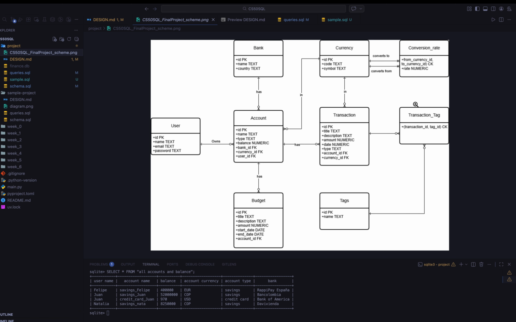And I also created this other kind of self-referencing table, so that we represent the conversion rates, because my database supports more than one currency. At the moment I'm supporting euros, dollars, and Colombian pesos. So that's why I also had to create this table to store those conversion rates.